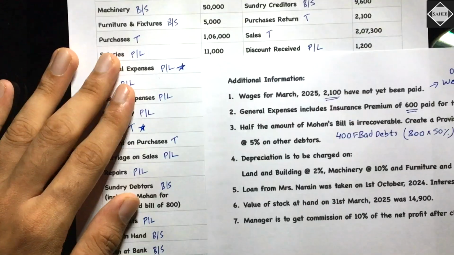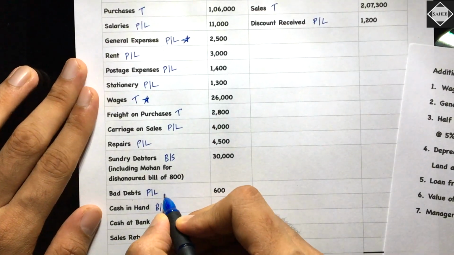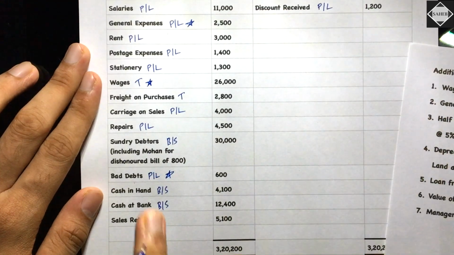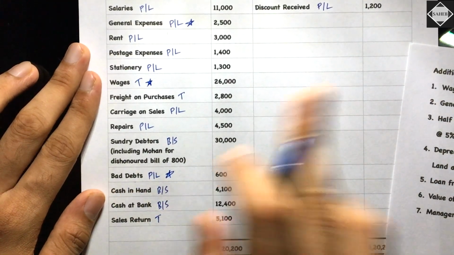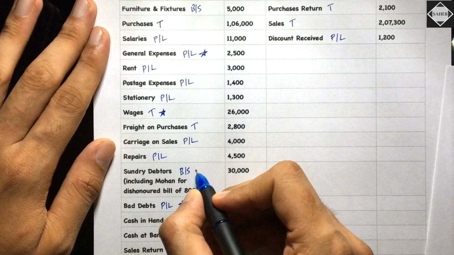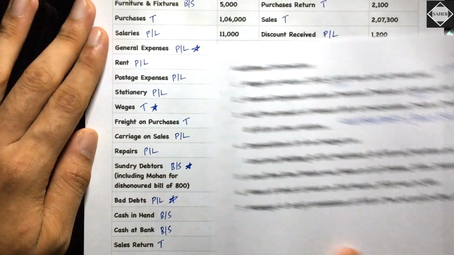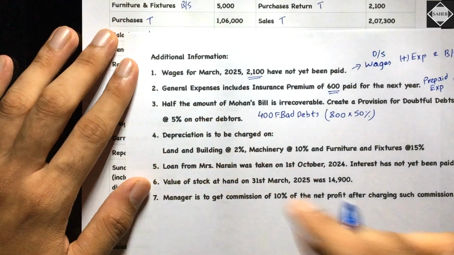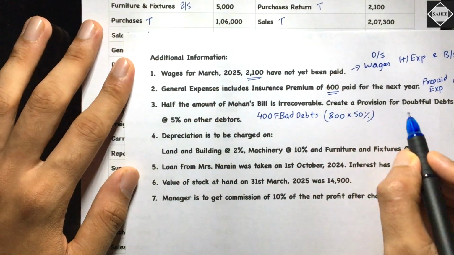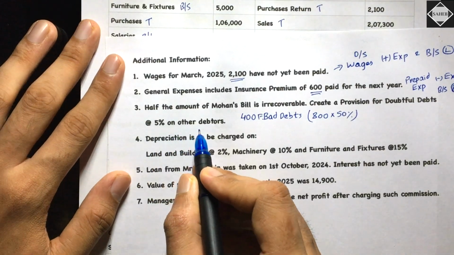Fine. So there is an adjustment. Adjustment on what? Adjustment on bad debts. That 400 further bad debts will get added to the 600. And in sundry debtors also you have to reduce, no? Further bad debts always you have to reduce in the balance sheet. Okay, and then they are saying create a provision for doubtful debts on 5% on other debtors.